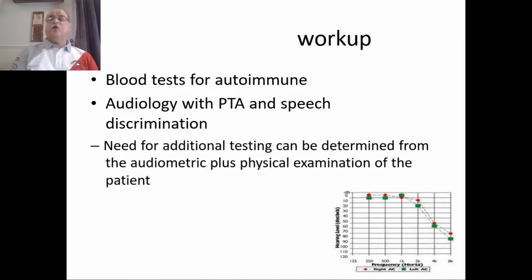Blood tests for autoimmune causes, if the history is suggestive of it, we should go for that. Pure tone audiometry and speech discrimination are the two fundamental audiological tests, and any additional testing will depend upon the history and clinical examination of such patients, to rule out any other possibility or any other symptoms in these patients.